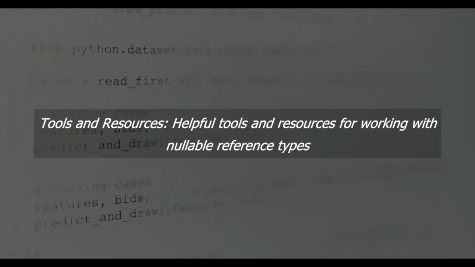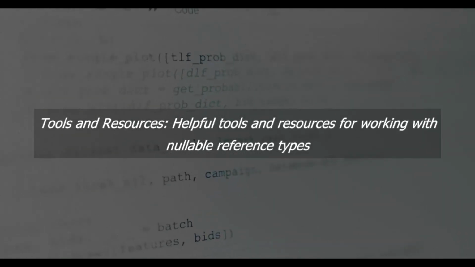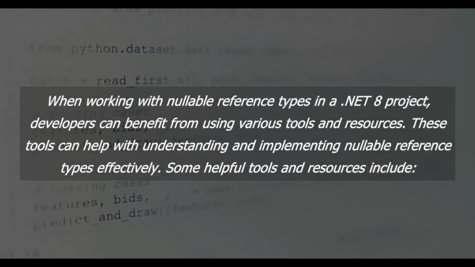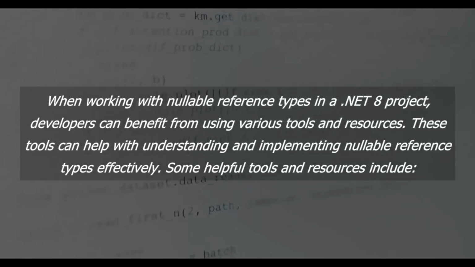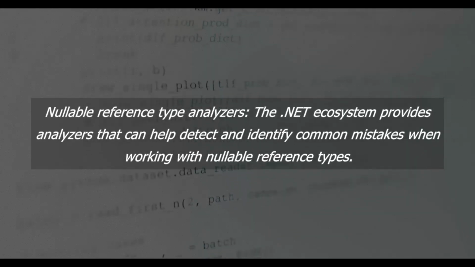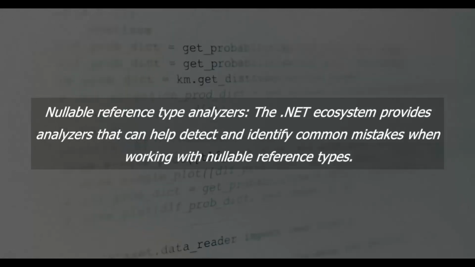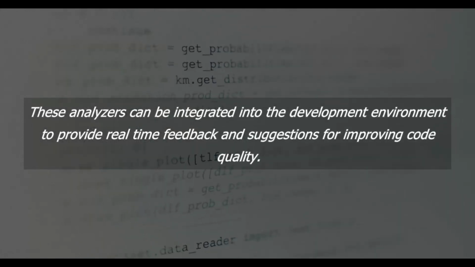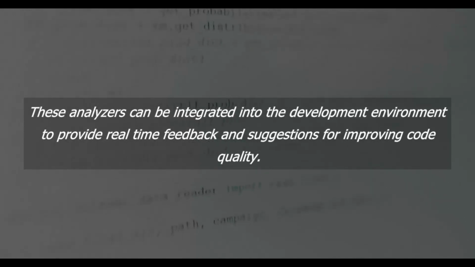Tools and resources. Helpful tools and resources for working with nullable reference types. When working with nullable reference types in a .NET 8 project, developers can benefit from using various tools and resources. These tools can help with understanding and implementing nullable reference types effectively. Some helpful tools and resources include nullable reference type analyzers. The .NET ecosystem provides analyzers that can help detect and identify common mistakes when working with nullable reference types. These analyzers can be integrated into the development environment to provide real-time feedback and suggestions for improving code quality.